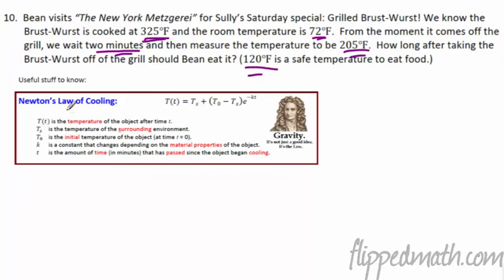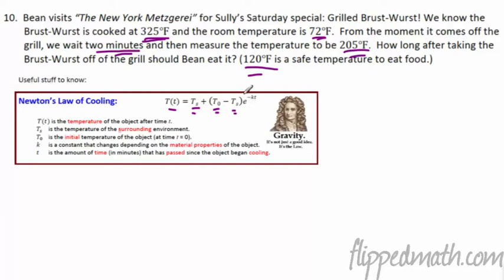All right, so here's what we need to do. We need to look at Newton's law of cooling, which tells us the temperature at time t, and that is defined by the temperature of the surrounding environment, an initial temperature, which is the temperature of the object when it comes out of the oven or off the grill in this case, and you subtract the temperature of the surrounding environment.